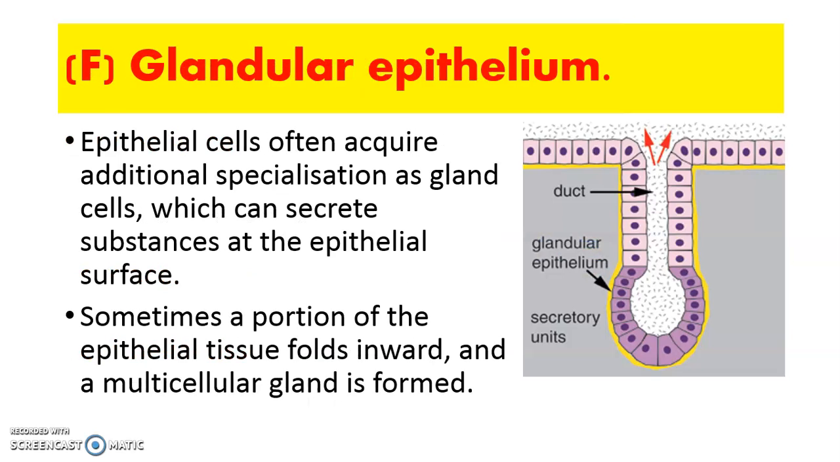Then, some of the epithelial cells, they also form glands, and they are called glandular epithelium. Epithelial cells often acquire additional specialization as gland cells, which can secrete substances at the epithelial surface. Sometimes a portion of the epithelial tissue folds inwards and a multicellular gland is formed. Here we can see a glandular epithelium. These are secretory in function.